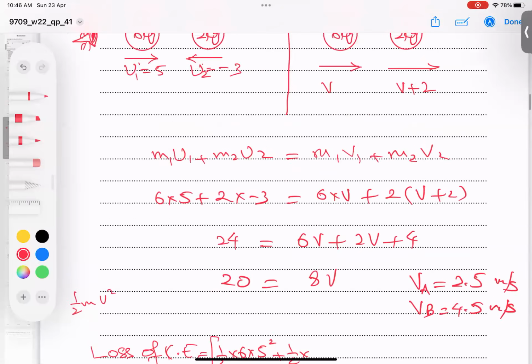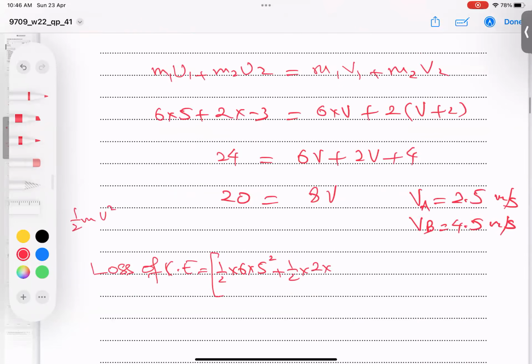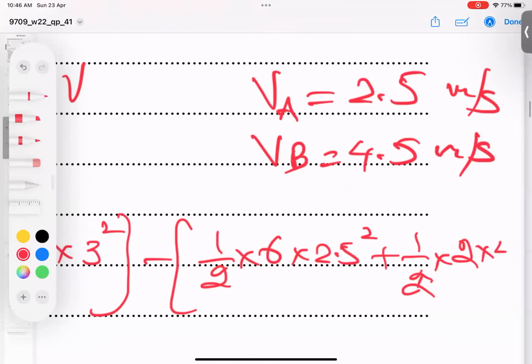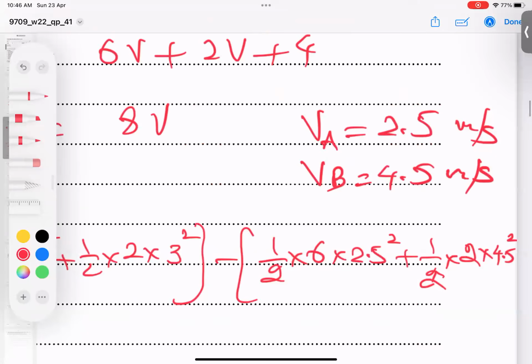Mass is how much? 2 kilogram. And 3 square, so -3 becomes +3 due to the square. And then half into 6 into 2.5 square plus half into 2 into, what is the other speed, 4.5 square. Space issue, so I write like this.